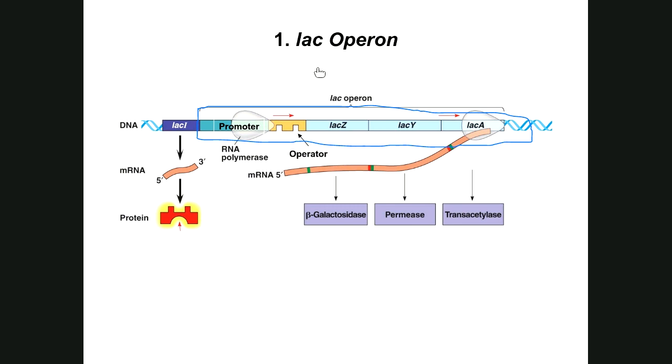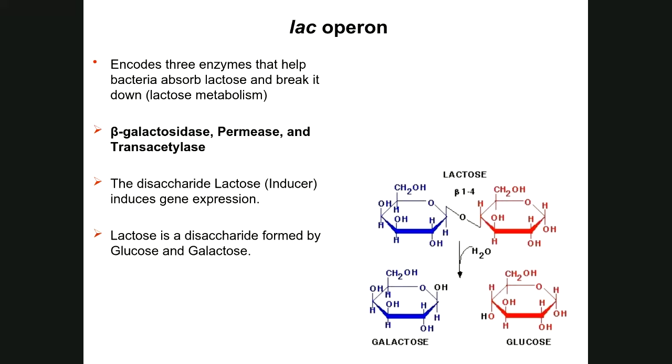Now, why do we call this a lac operon? That's the purpose of this next figure. The reason we call this operon the lac operon is that it not only encodes 3 enzymes, but these 3 enzymes are all involved in the same function: lactose metabolism, or the breakdown of lactose. If you look here, lactose is a disaccharide.